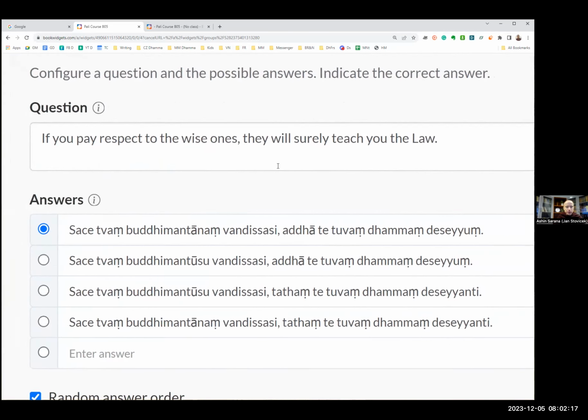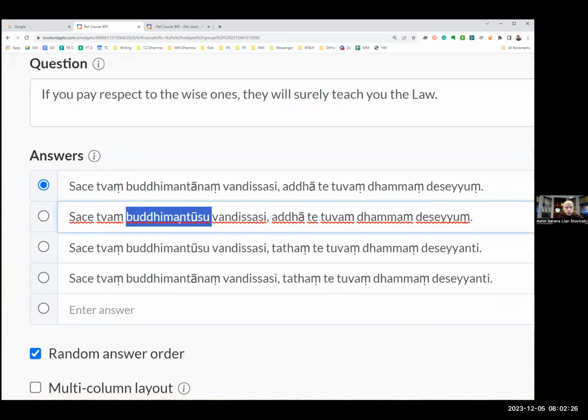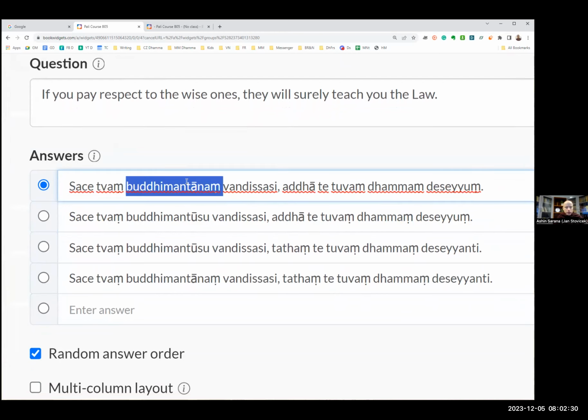If you pay respect to the wise ones, they will surely teach you the law. So, sachetvang buddhimantanang or buddhimantusu. So, that's among, but we want two. So, we wanted the dative. So that's what we have, buddhimantanang.